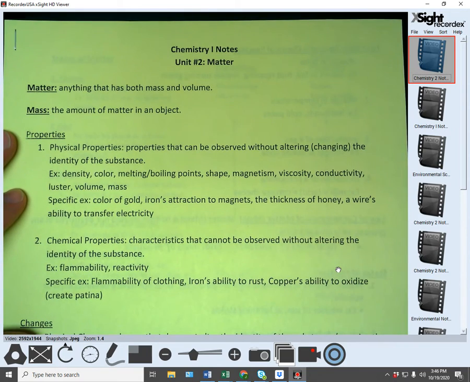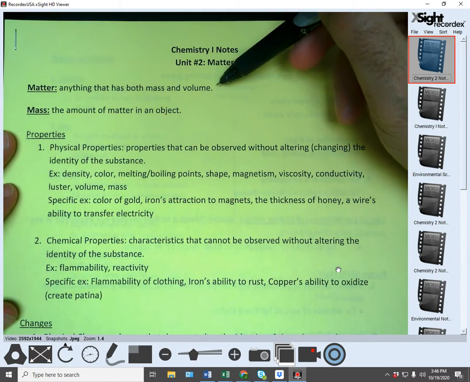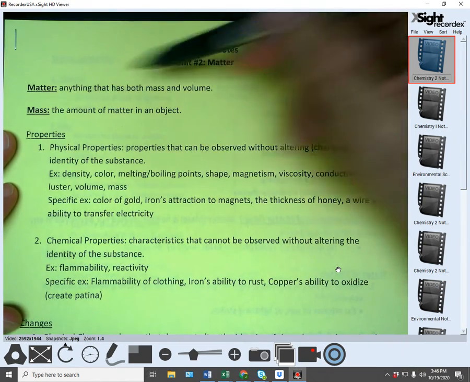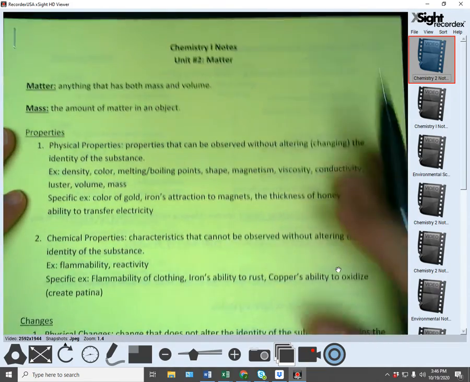So this will be the first page of the matter notes. We'll do a different one to replicate what we do the second time with the rest of it. But matter: anything that has both mass and volume, definition. And then the definition of mass is the amount of matter in an object. They're kind of circular, but it is what it is.